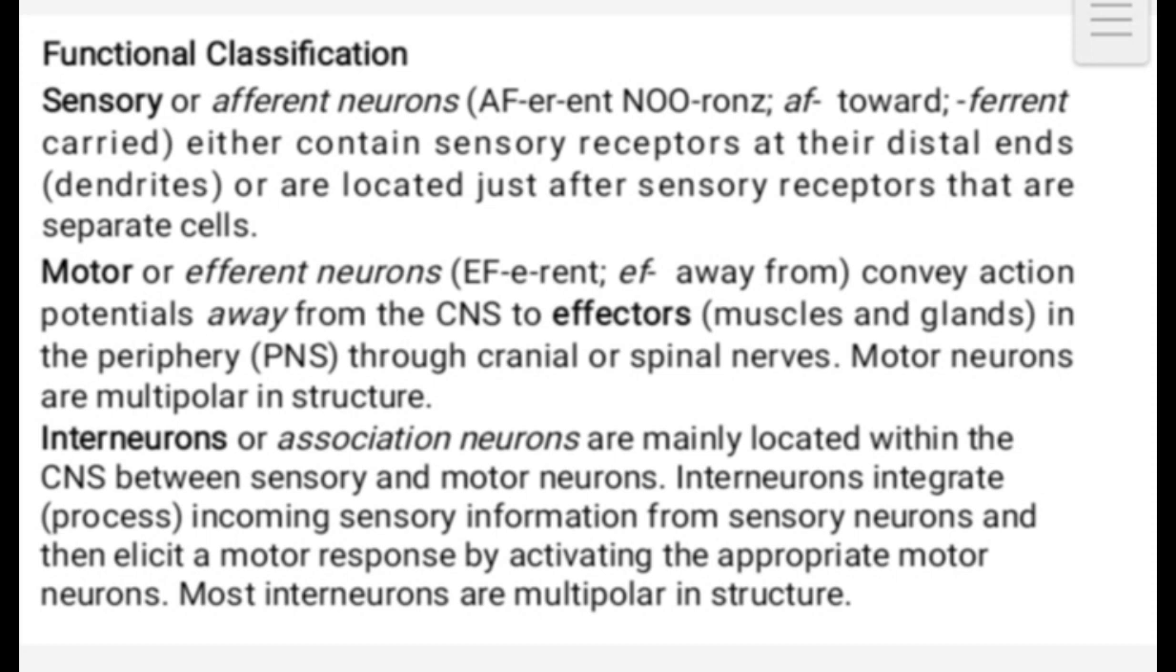Interneurons, or association neurons, are mainly located within the CNS between sensory and motor neurons. Interneurons integrate incoming sensory information from sensory neurons and then elicit a motor response by activating the appropriate motor neurons. Most interneurons are multipolar in structure.